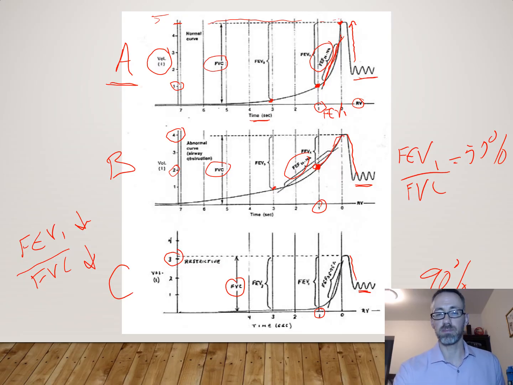All right, and so in this pattern, if it's restrictive, it's not really a compliant lung, so it doesn't expand all that well. So I can't bring in that much air, which is why the vital capacity is smaller. There's no resistance to the flow though, so I can breathe it out pretty quickly.